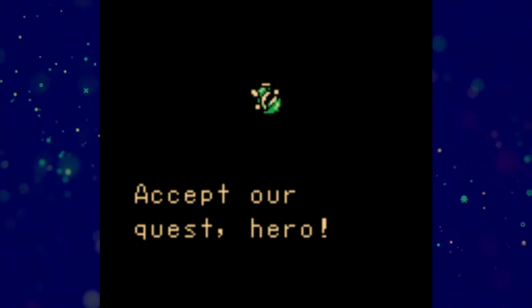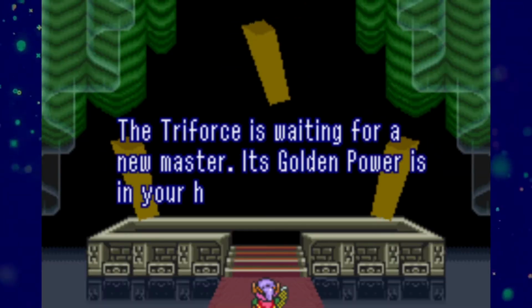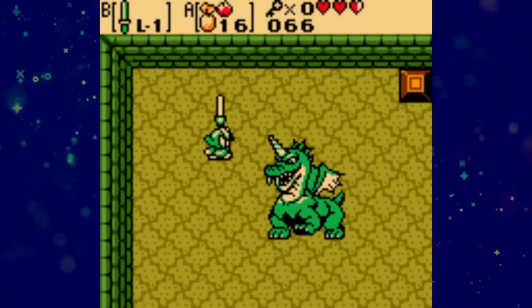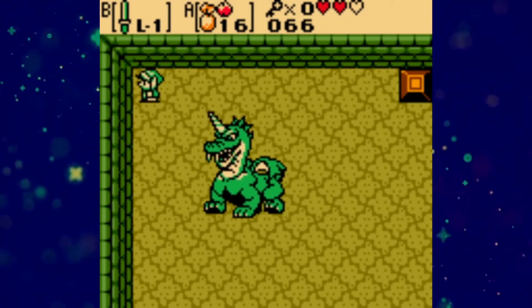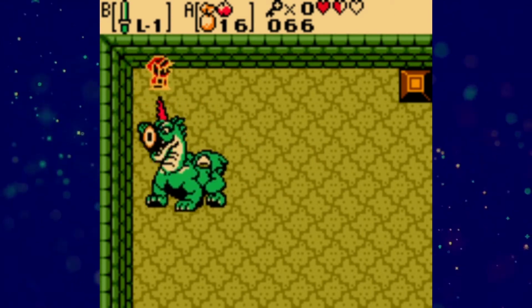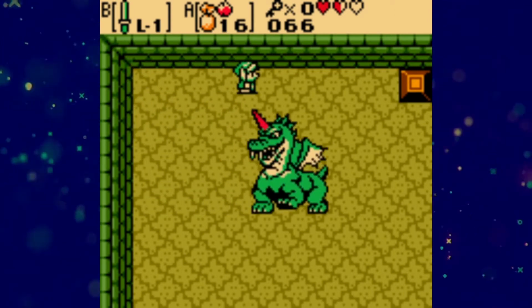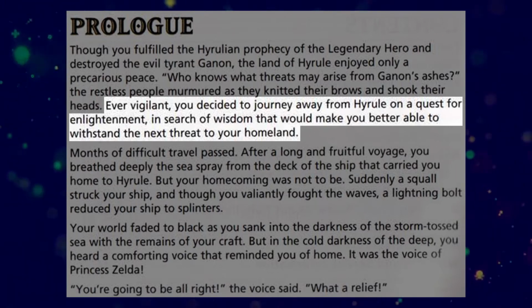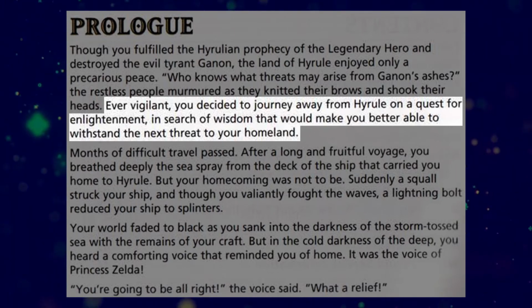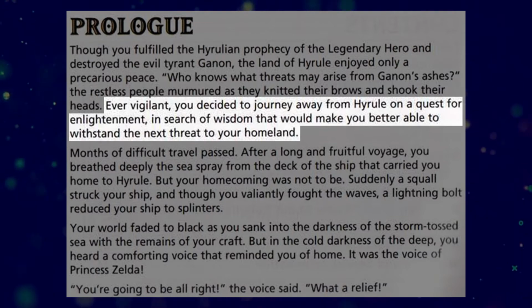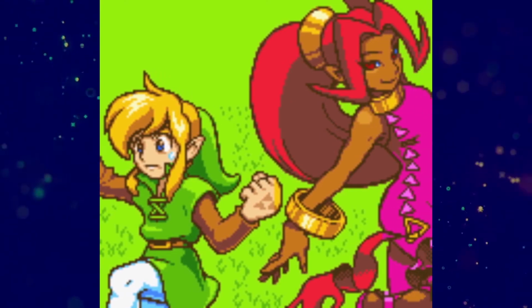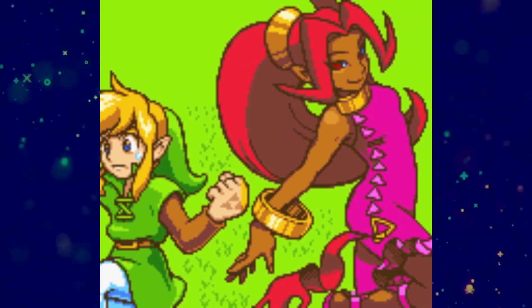This coincides with the conclusion of A Link to the Past, where the Triforce recognizes Link as its master. Another often cited piece of evidence supporting Hyrule Historia's theory is in the Link's Awakening manual, stating, "Ever vigilant, you decide to journey away from Hyrule on a quest for enlightenment, in search of wisdom that would make you better able to withstand the next threat to your homeland." Many have interpreted this as foreshadowing for the eventual journey of Link in the Oracle games.